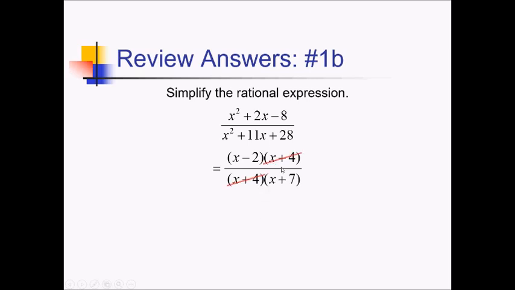And I'm allowed to cancel these because if I wanted to, I could split these off into their own fraction and then just divide x plus 4 by itself to get 1. So now what's left over, we have an x minus 2 in the numerator and an x plus 7 in the denominator.